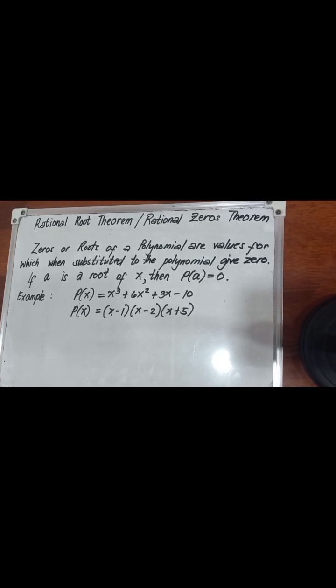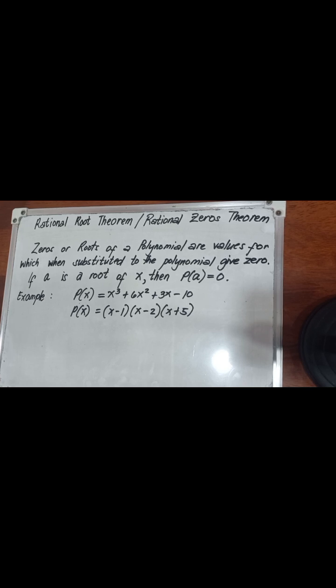Rational root theorem or rational zeros theorem. So let us first define what zeros or roots are. Zeros or roots of a polynomial are values which, when substituted into the polynomial, give us zero. In symbols, if a is a root of p(x), then p(a) is equal to 0.